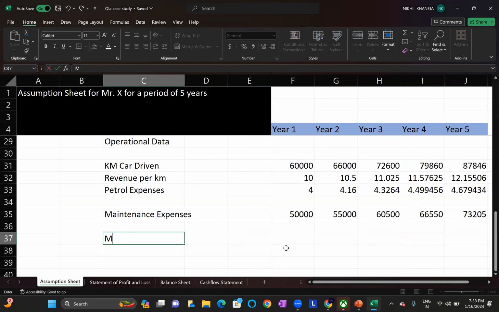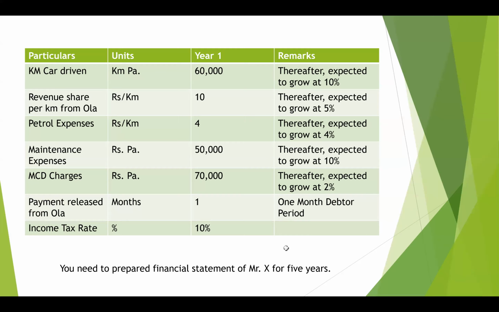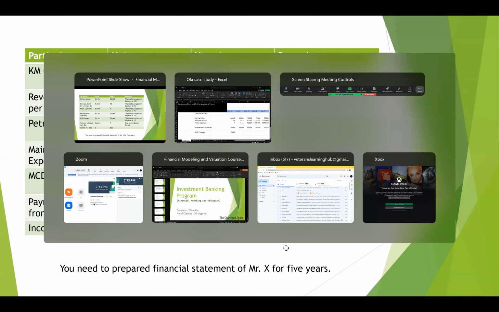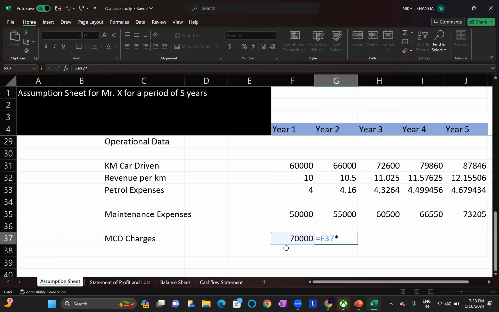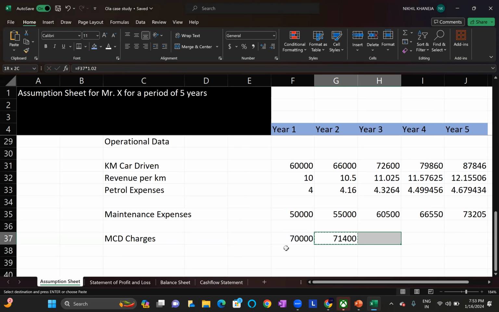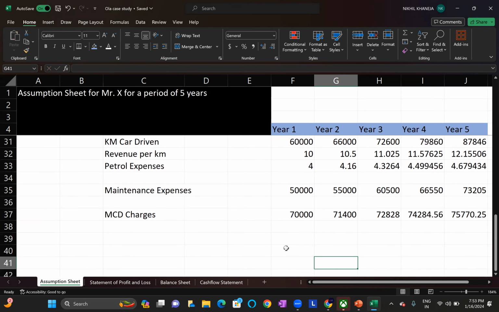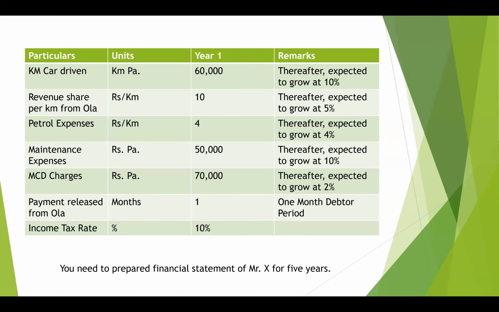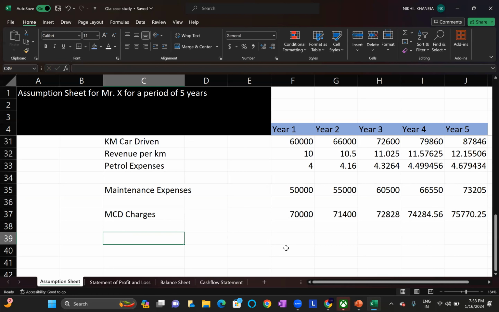Now MCD charges. It is 70,000 for the first year and growth is 2%, equal to this multiply by 1.02. Control C, drag it for the remaining years. Then payment released from Ola, 1 month debtor period. We will be taking up this part after 10 minutes. Now we will calculate revenue.